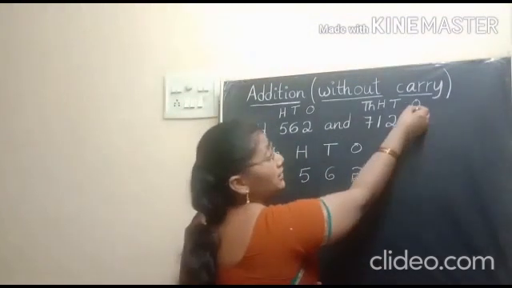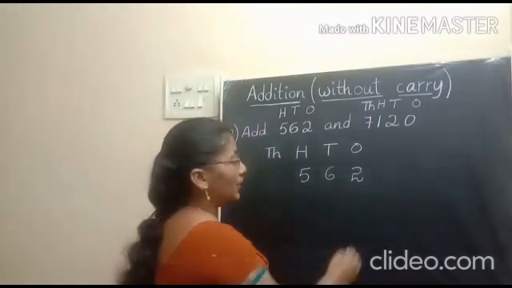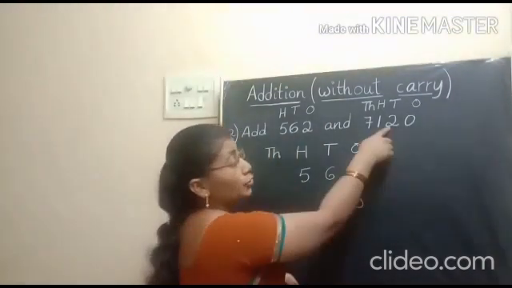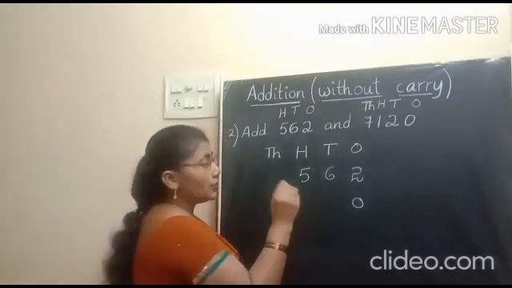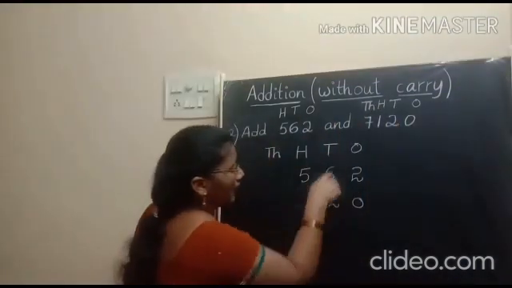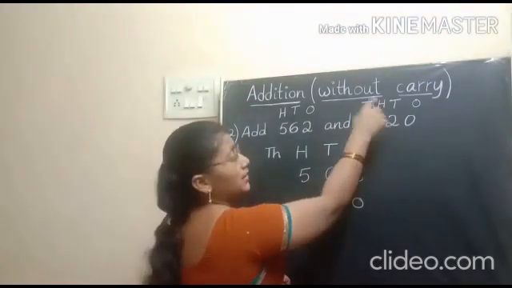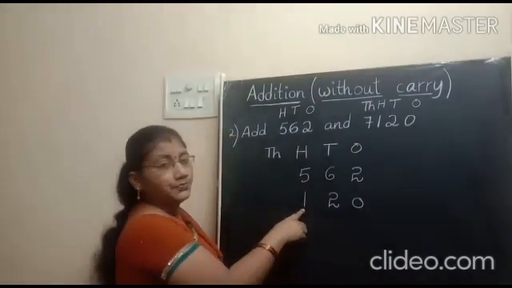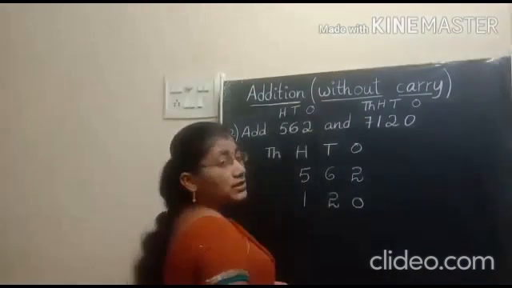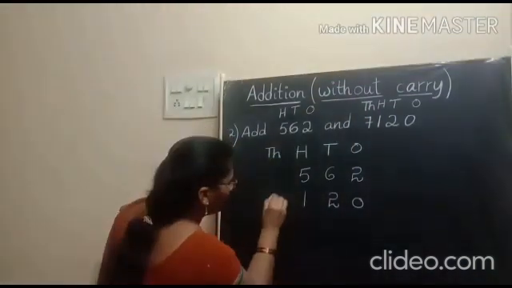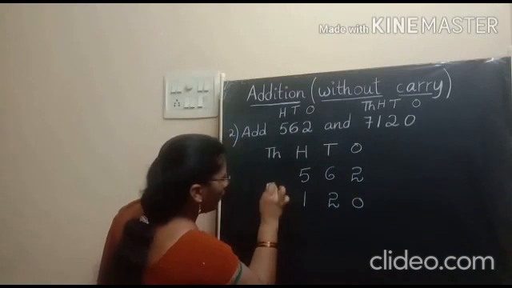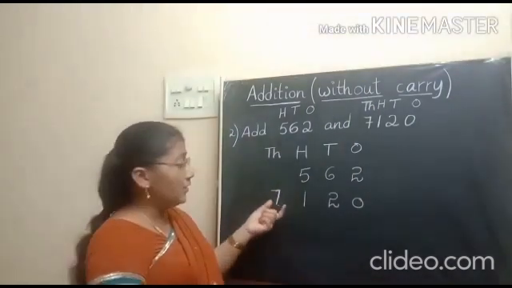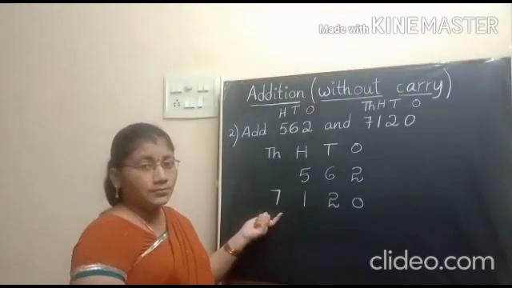Then, we have to write the digits of second number. Here, 0 is in ones place. So, we should write 0 in ones column. Understood, children? Next, 2 is in tens place. So, we should write 2 in tens column. 1 is in hundreds place. So, we should write 1 in hundreds column. And 7 is in thousands place. So, we should take 7 exactly below thousands. Understood, children?